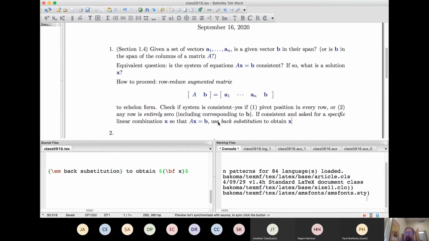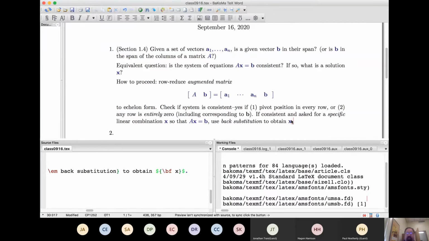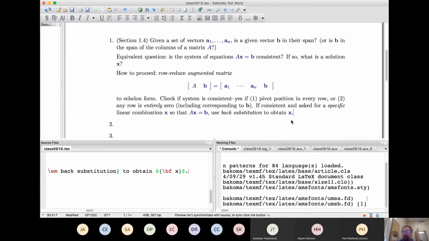So that's one thing you need to be expected to be able to do: if you find a system is consistent, so B is in the span, find a specific linear combination. By this process of substituting from the last equation on up, you will get that linear combination. All right, so those are the kind of manipulations you can expect to have to do for a question like this.